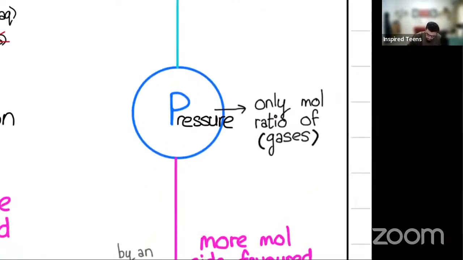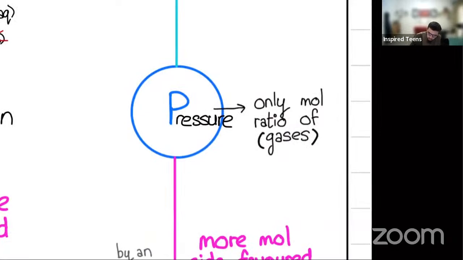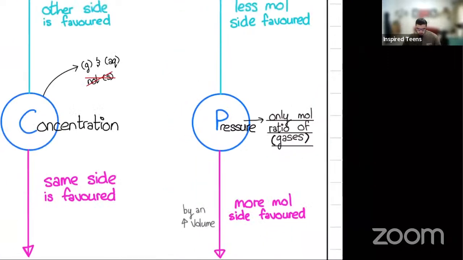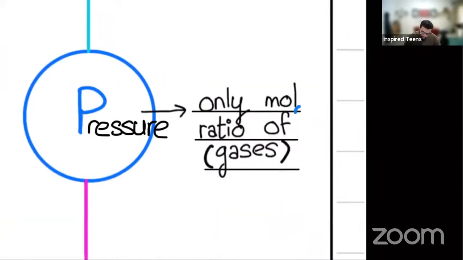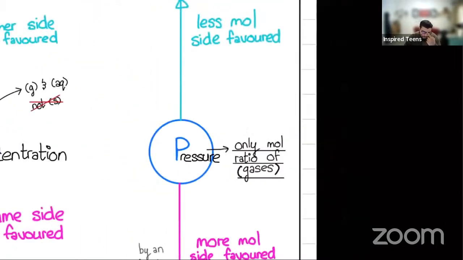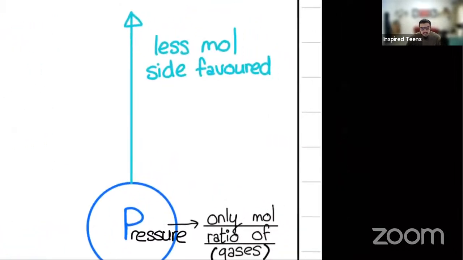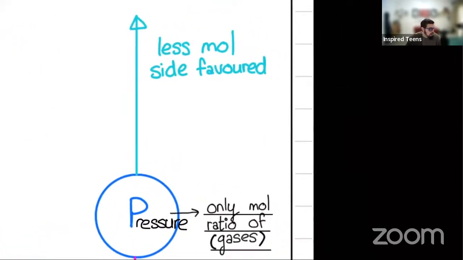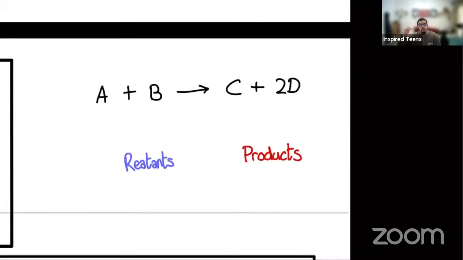Now, when it comes to pressure, you should only consider the molar ratio of gases. You should only consider the molar ratio of gases and nothing else, okay, when it comes to pressure. So when there's an increase in pressure, the less mole side is favored. Now, to determine which side is the more mole side or the less mole side, we can use this. So let us change this up a bit.